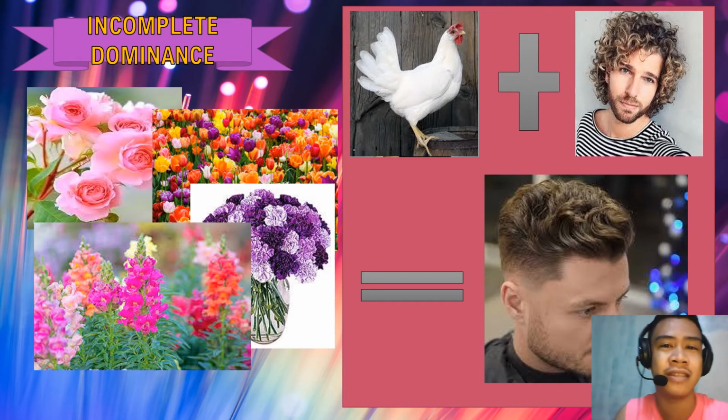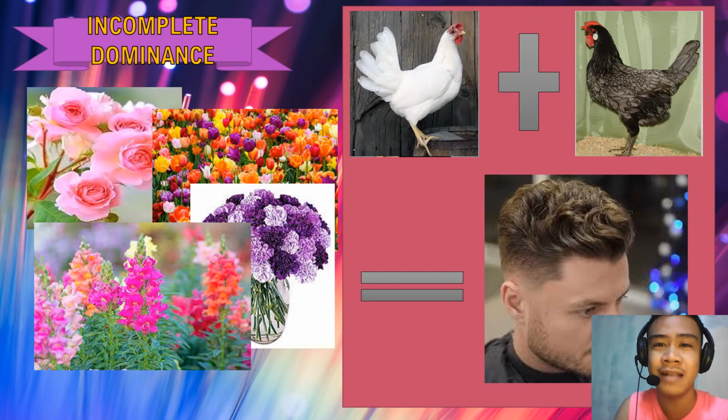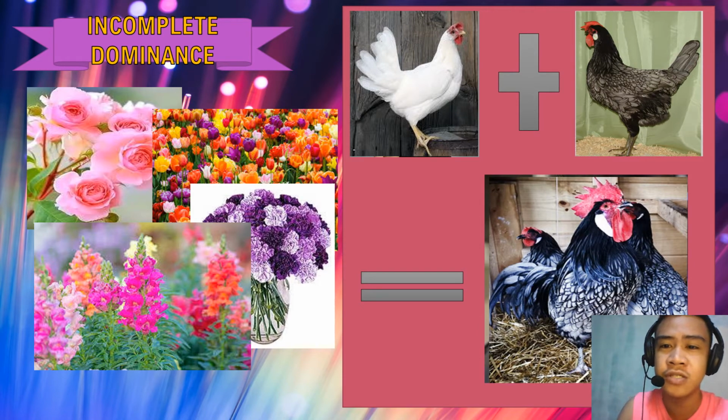In other animals, we have the Andalusian chicken. It is a type of chicken native to the Andalusia region of Spain. It shows incomplete dominance in its feather color. A white male and a black female will often produce offspring that have blue-tinged feathers. This is caused by a dilution gene that partially dilutes the pigment melanin and makes the feather lighter. So this is incomplete dominance.